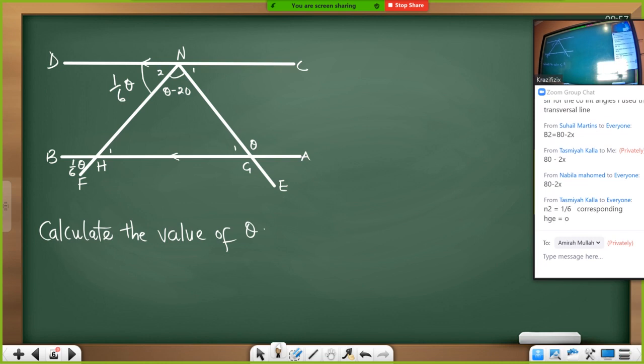There are different methods here that I have seen. HGE. It cannot be theta. Okay, HGE is theta. HGE, this angle here, theta, vertically opposite.